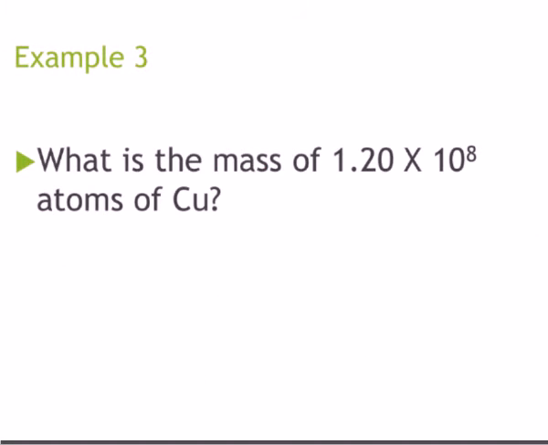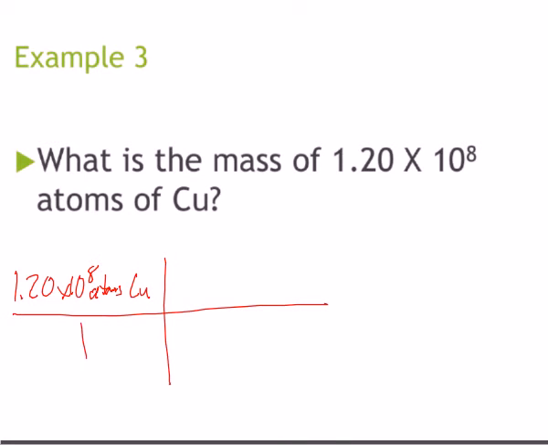Take a look at example number 3. It says, what is the mass of 1.2 times 10 to the 8th atoms of copper? So we're looking for what here? Mass. What are we given to start? Oh boy. 1.20 times 10 to the 8th atoms of copper.